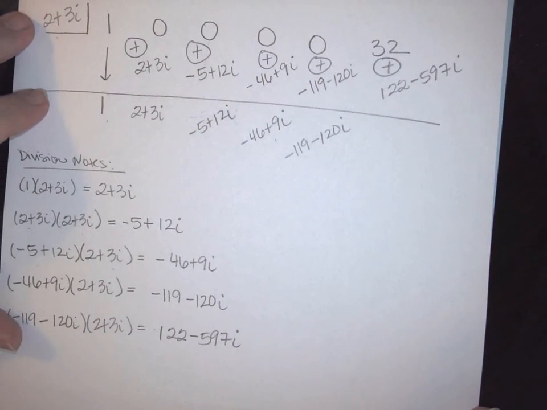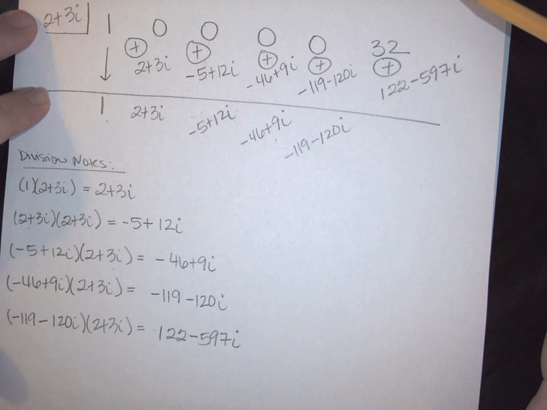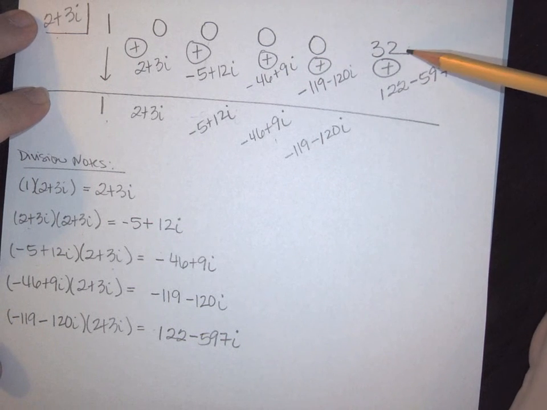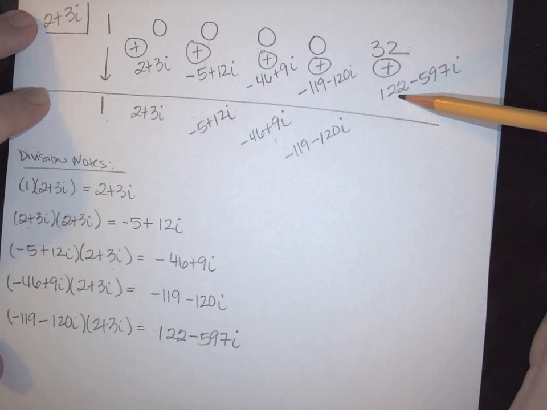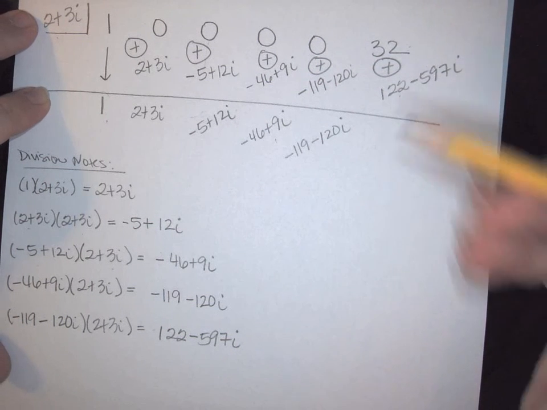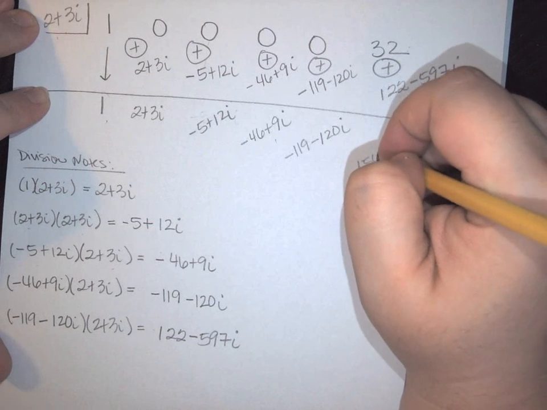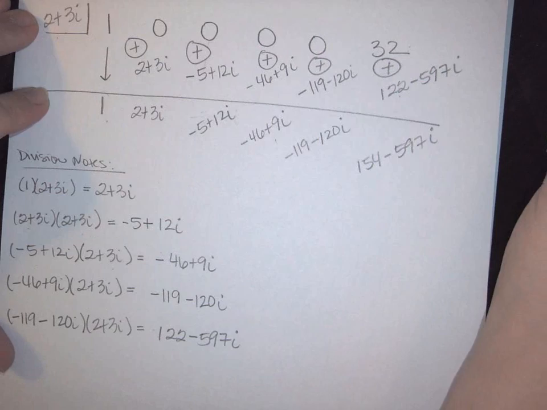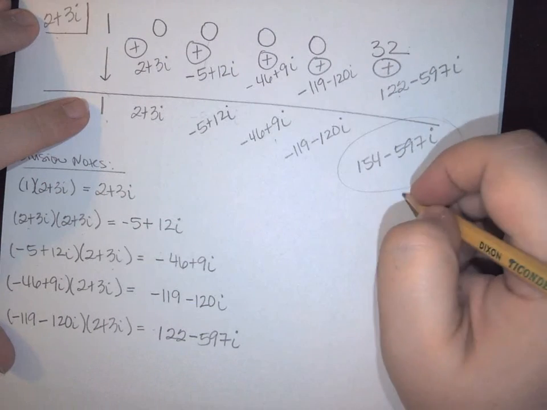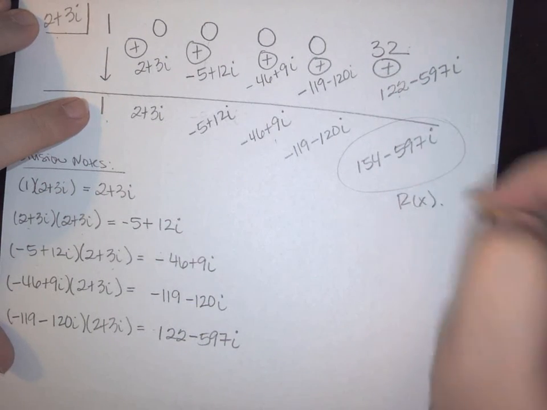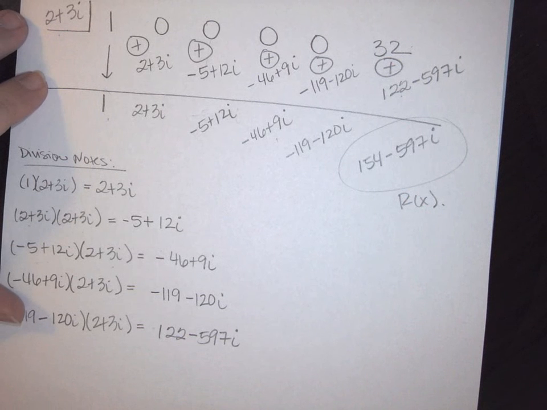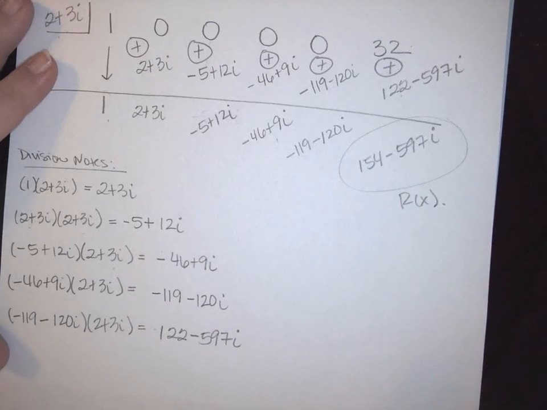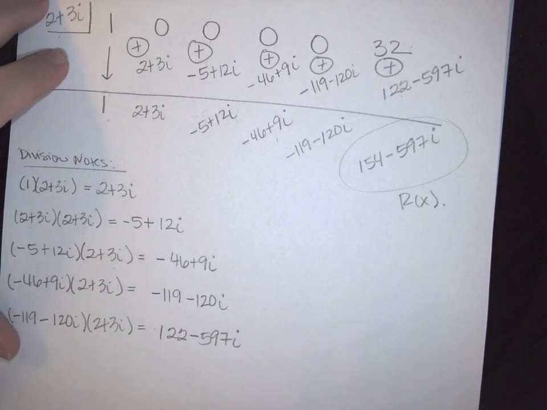So when I do that, what you have to pay attention to is that I have 32 and 122. So those get combined. So this becomes 154 minus 597i. This part right here is your r of x. Again, in this case, this would also be your solution.